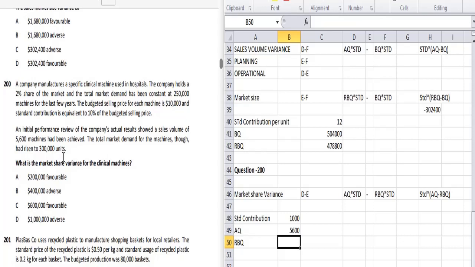and the total market demand for the machine has risen to 300,000 units. So remember, the company has budgeted 2% share of the market. The budgeted sales is 2% of the sales of the market, and the size of the market was 250,000. Now it has been revised, now it has risen to 300,000 units. So it means still 2%, but of the new market size, that is 300,000.